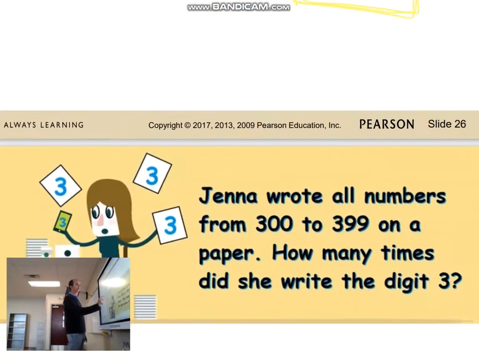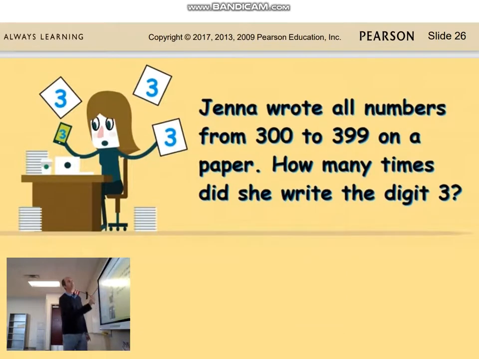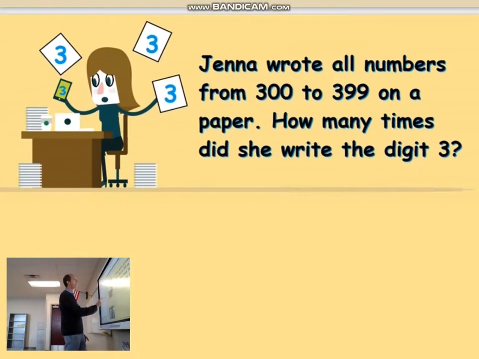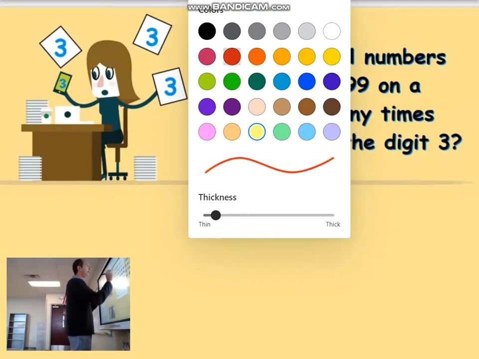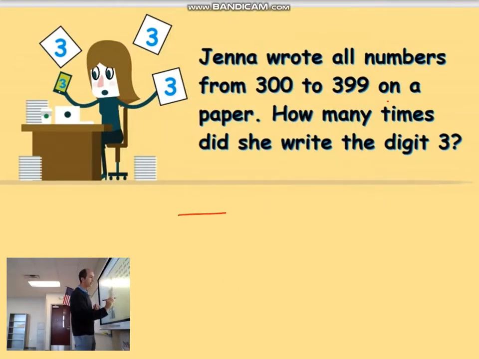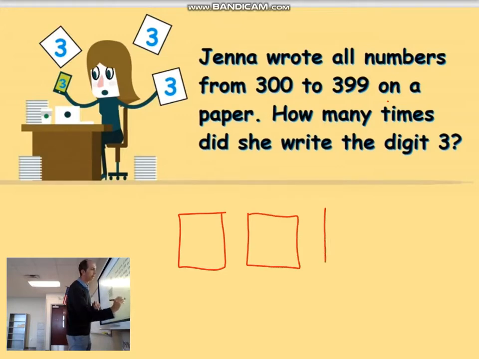Well, good. We finished section 6.2. Now let's get back to the puzzle where Jenna wrote all the numbers. Why did she do this? We don't need to count. We don't need to do the same thing. We can just be clever. Let's think. This is the hundreds. This is the tens, and this is the ones.